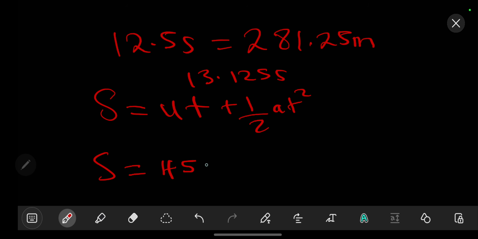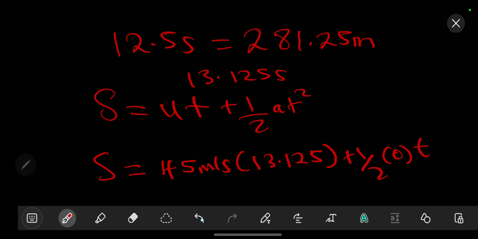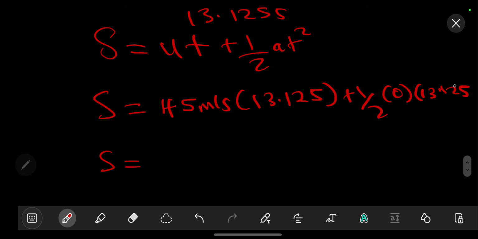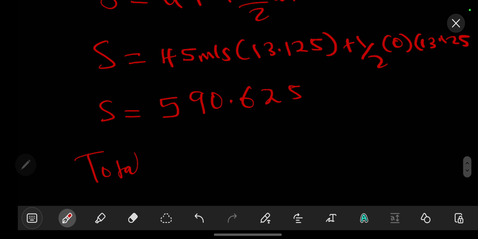So to calculate this, remember he was traveling at a constant speed of 45 meters per second, times our time, 13.125. Then plus half, our acceleration, since he was traveling at constant speed, we put 0, times time squared, like that. So s should be equal to 45 times 13.125. This will give us a value of 590.625.